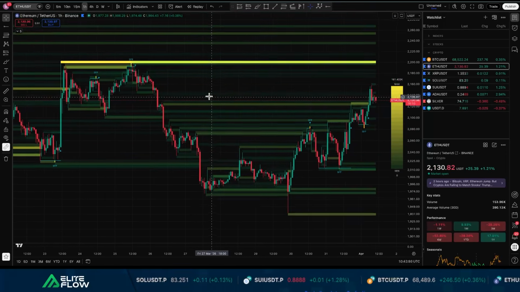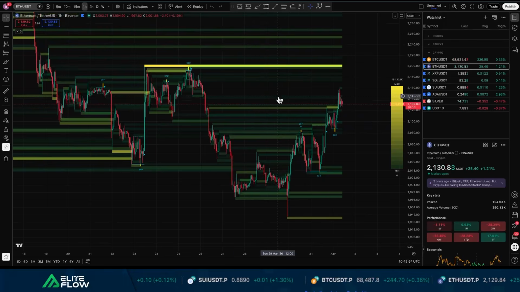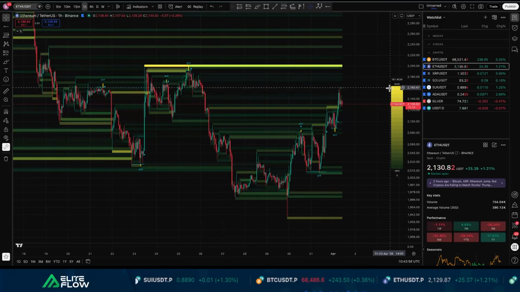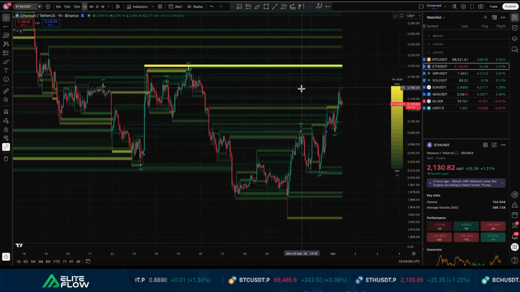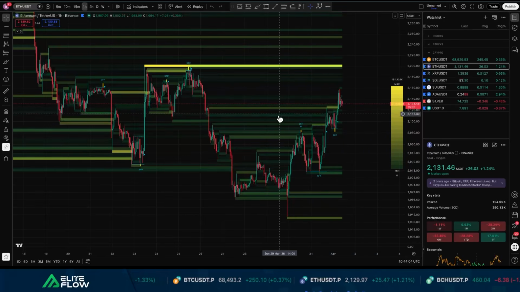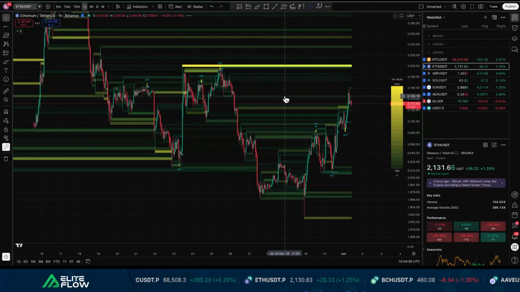Now, what are you seeing on the screen? You're seeing a liquidations heat map. You can see that the bright yellow means that there's a lot of liquidations. If it's black, it's just nothing. And if it's lighter green, it just means that there's less. So why is this useful?